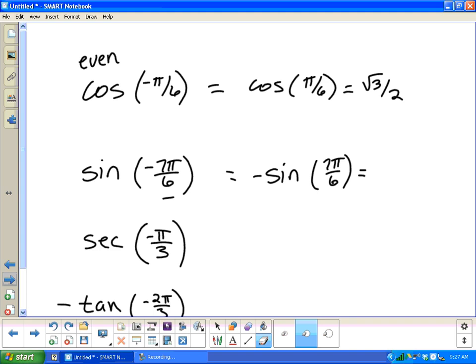Okay, so now let's look at our unit circle. What's the sine of 7 pi over 6? Negative 1/2. So if that's negative 1/2, the opposite of that would be positive 1/2. Okay, talk to me. Did y'all follow that?